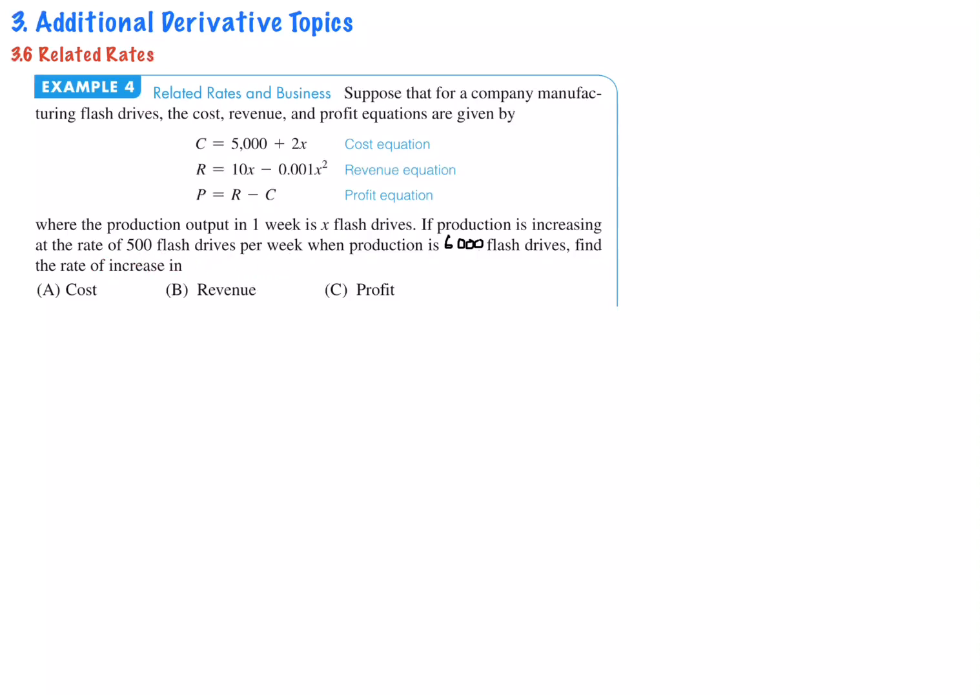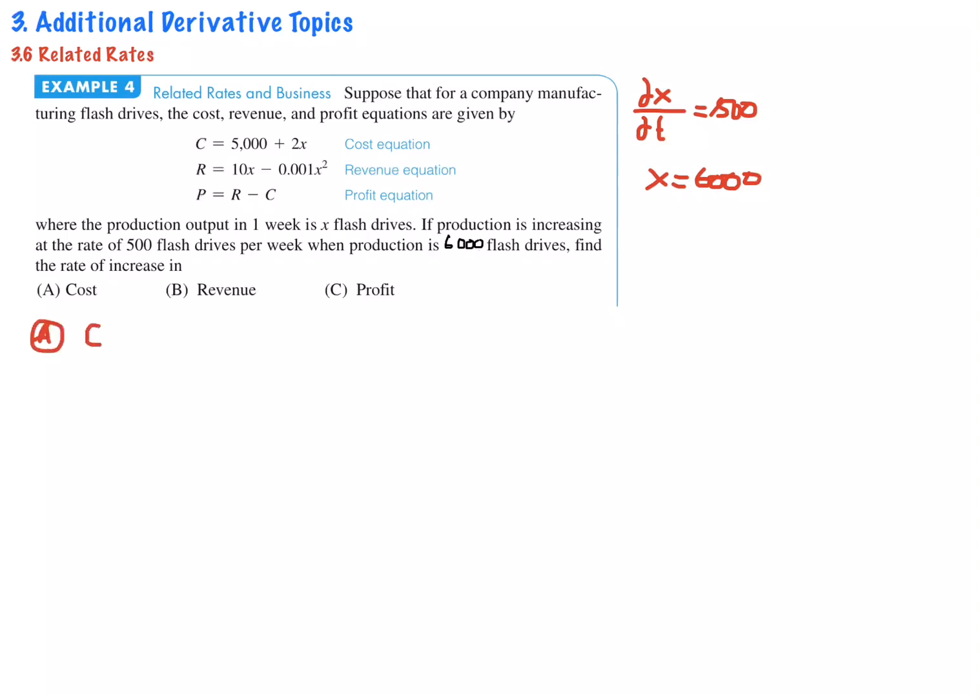So we can put it as the information dx over dt equals 500 flash drives per week. And we want to know, when the production is 6,000 flash drives, find the rate of increase of the cost. So when x is 6,000, what is the rate of the cost? Is it increasing or is it decreasing? Okay, so let's try it for A.